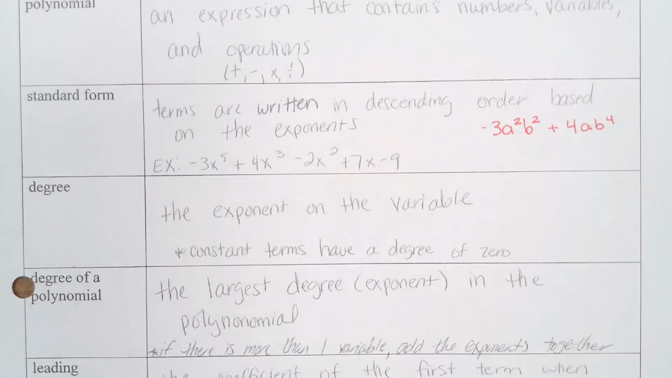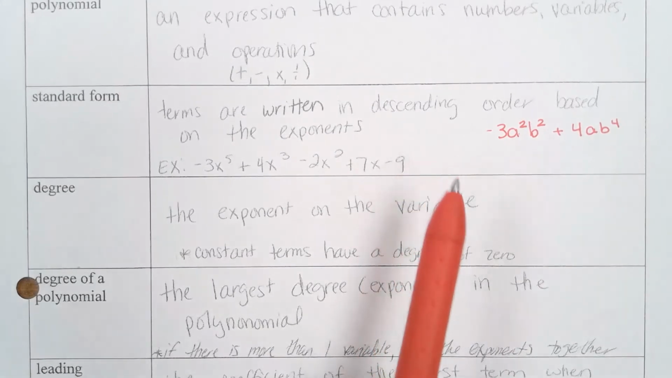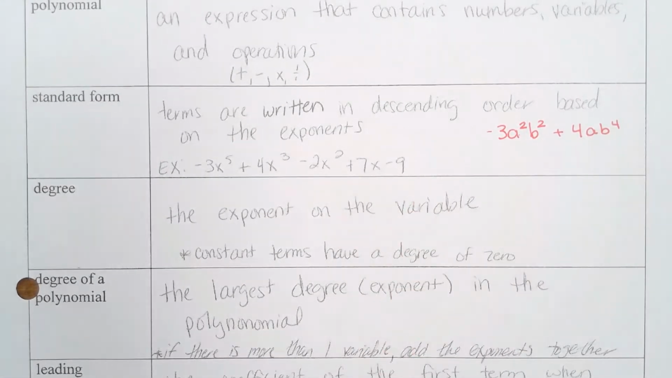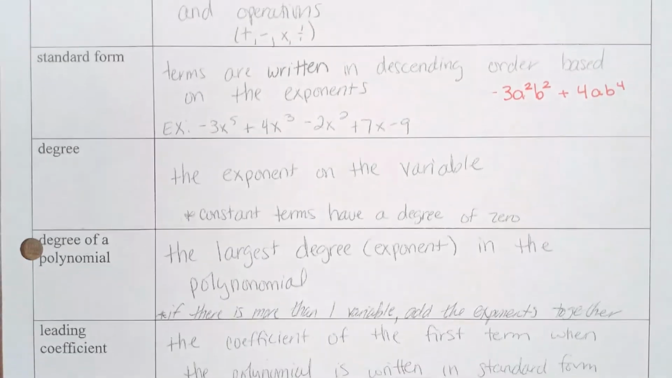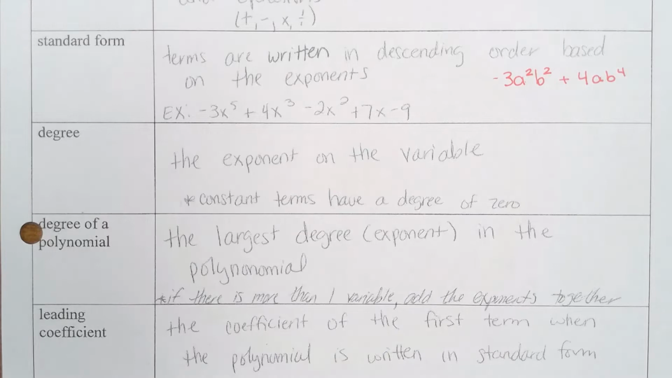When we say degree, that is the exponent on the variable. Remember that constant terms have a degree of 0, which means they don't have any variables attached to them. In this example, negative 9 was a constant, so technically it does have a variable, but it's to the 0 power, which means that it is just 1. The degree of a polynomial is the largest degree in the polynomial. If there is more than one variable, you just add the exponents together.